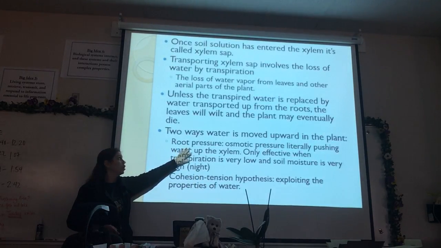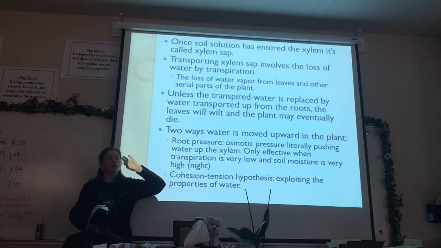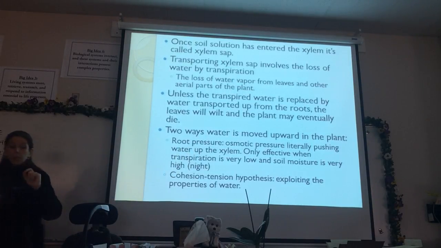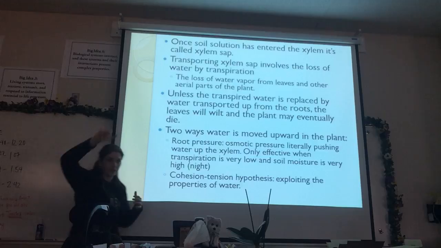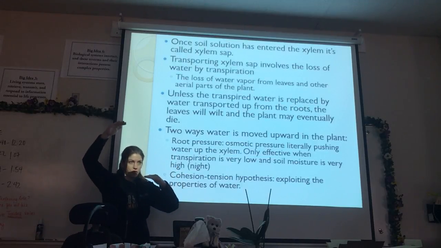So I want to make this very clear. Root pressure is a very small contributor to this process. Root pressure is the osmotic pressure literally pushing water up the xylem. Why? Because remember that water is going to move from high to low solute concentration, or I guess water concentration. And so what ends up happening is, because the plants have accumulated through active transport the minerals that they need in their roots, oftentimes the water will follow. So do you remember when we were first learning about osmosis and I showed you guys that YouTube thing and the levels of the water were different?